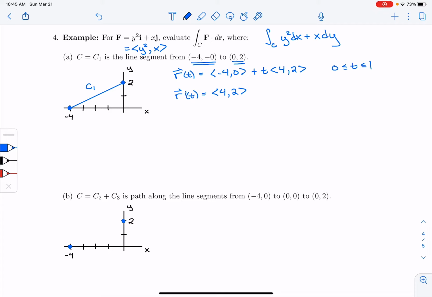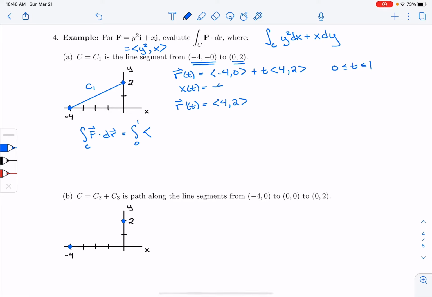So if I want to do the integral over the curve of F dot dr, then I want to integrate from 0 to 1, F of r of t. Let me just bump that down so I understand what x of t and y of t are. So x of t, in this case, is going to be -4 plus 4t, and y of t is going to be 2t.